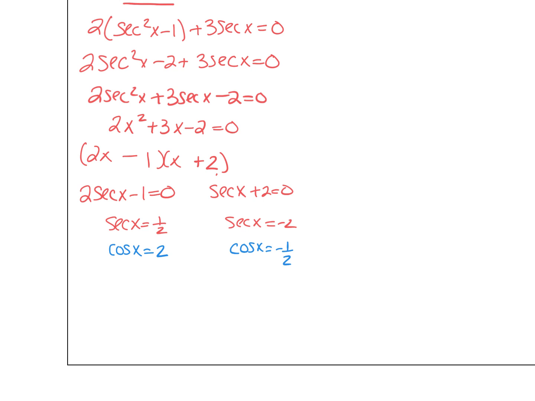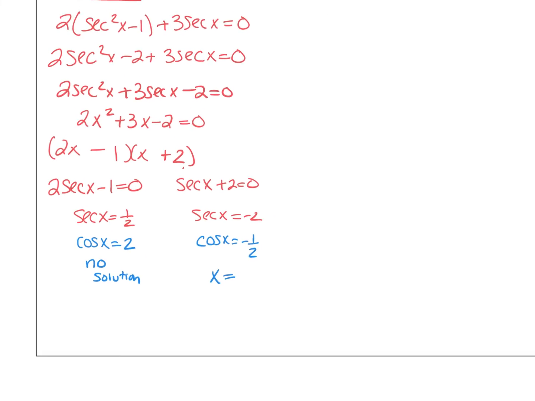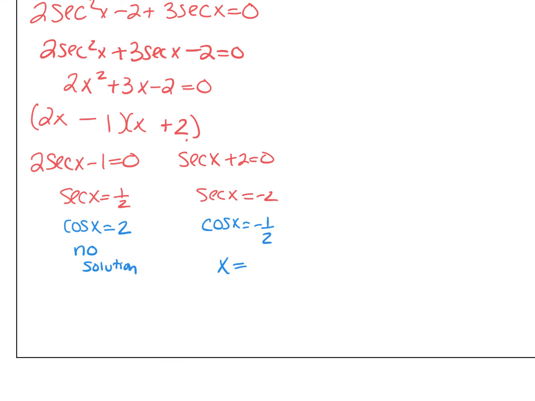Now, cosine does not equal 2 ever on the unit circle, so this part is a no solution. But on this part, I will get, where am I finding? All reals. So cosine is negative 1/2 at 2 pi over 3 and 4 pi over 3. And so those would be my solutions to this problem.